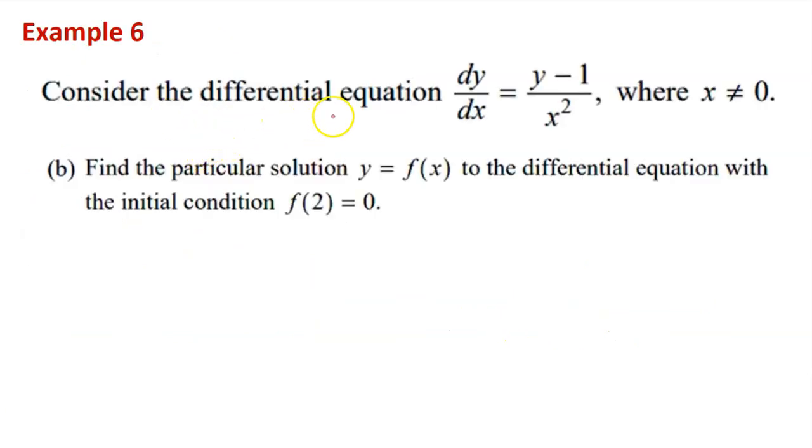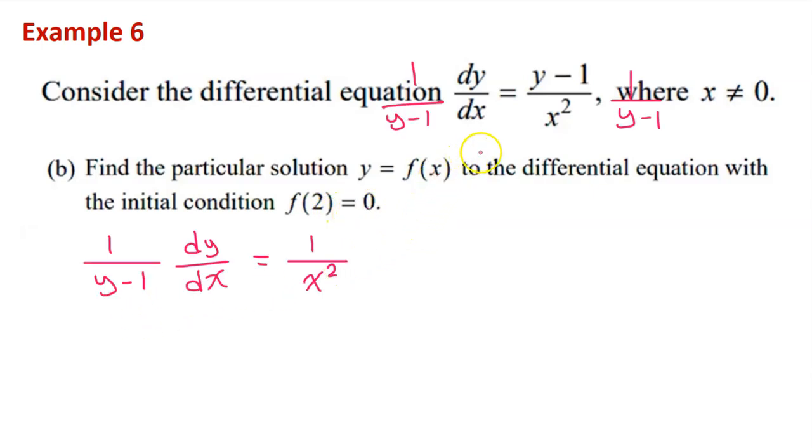Example 6. Consider the differential equation dy dx equals y minus 1 over x squared, where x is not equal to 0. Find the particular solution y equals f of x to the differential equation with the initial condition f at 2 equals 0. To separate the variables, we begin by multiplying both sides by 1 over y minus 1. On the right-hand side, the y minus 1's cancel out, leaving behind 1 over x squared. Of course, we will next multiply both sides by dx to move the dx to the right-hand side.